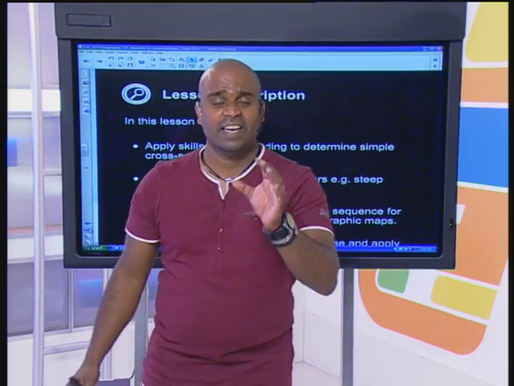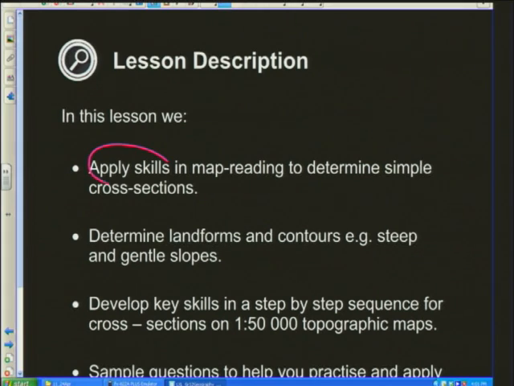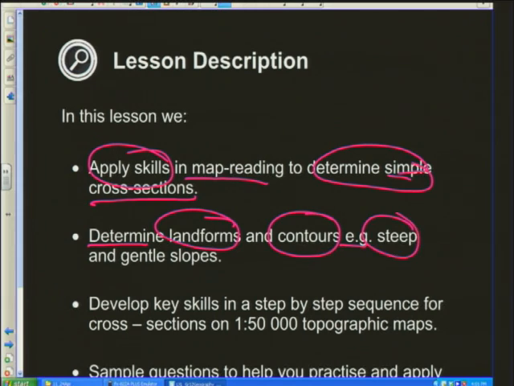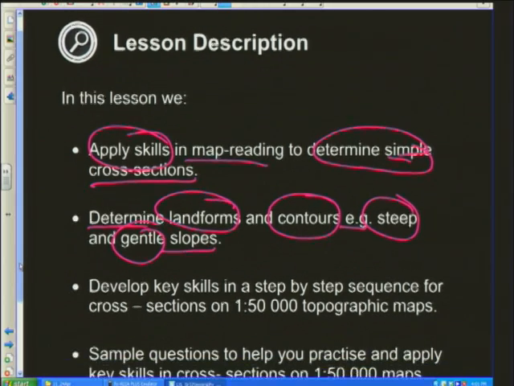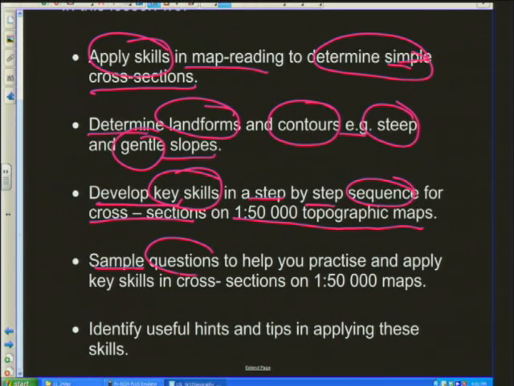And guys, today, cross sections, let's look at the focus of what we're going to do in terms of skills today and what the objectives of today's lesson are. In this lesson today, we will be focusing on the following: applying skills in map reading to determine simple cross sections. We will determine landforms and contours, for example, steep slopes and gentle slopes. We should be able to identify these on the cross section. Develop key skills in a step-by-step sequence for cross sections on topographical maps. And lastly, sample questions to help you practice and apply key skills in cross sections. And lastly, as always, we will look at useful hints as well as tips in applying these skills.